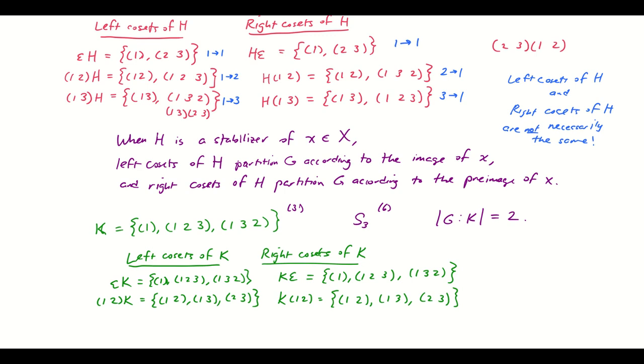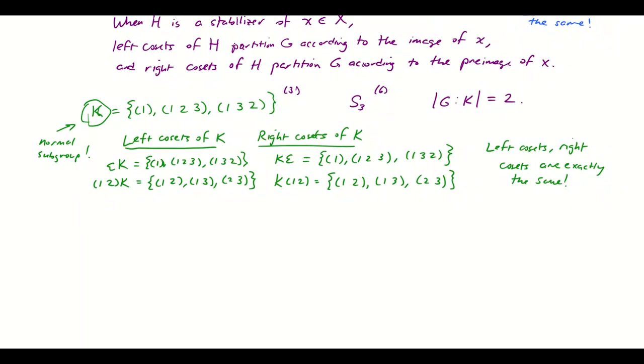So this time, I have selected a subgroup K such that left cosets and right cosets of K are exactly the same. And when that happens, the subgroup that we use to create the cosets, this is called a normal subgroup. So to close the video, here's a formal definition of normal subgroup.